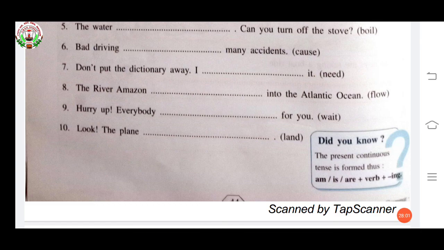Hurry up. Everybody dash for you. Wait is given. Hurry up, everybody is waiting for you. Now 10th. Look, the plane dash. Land is given. Look, the plane is landing. Is is there, and ing is there. It means present continuous. You can catch this by is, are or am, or ing, then it is present continuous. And if there is s or es, it is simple present tense.